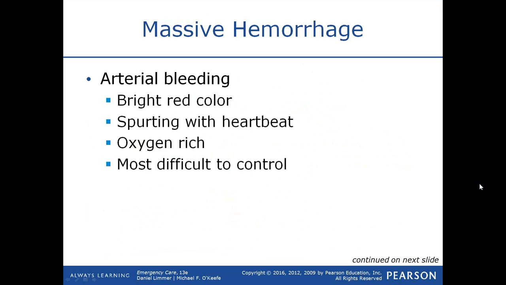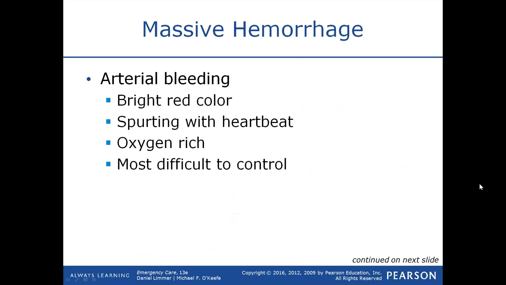Massive hemorrhage, which is something that if we identify, we need to control and stop immediately, otherwise the patient will bleed to death and go into shock, is usually the result of arterial bleeding. It's going to be bright red in color. It's going to spurt every time the heart beats. This is oxygen-rich red cells, high pressure, most difficult to control.